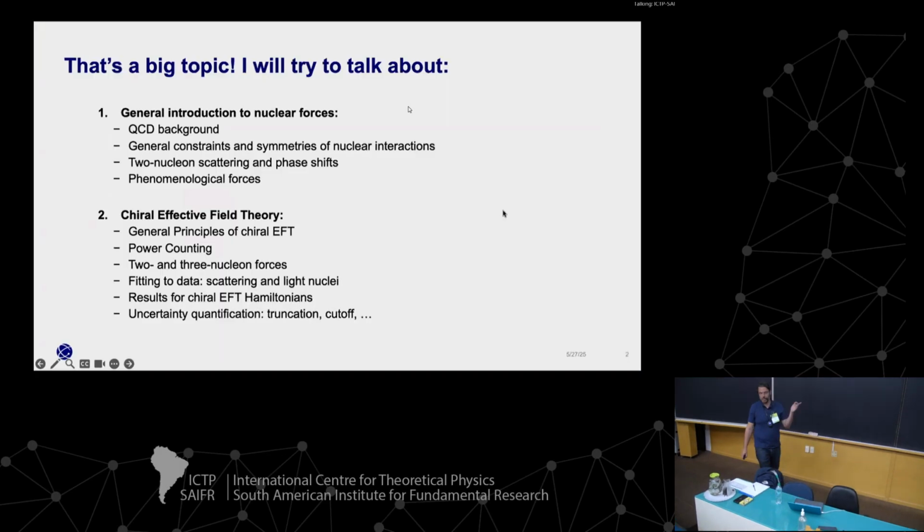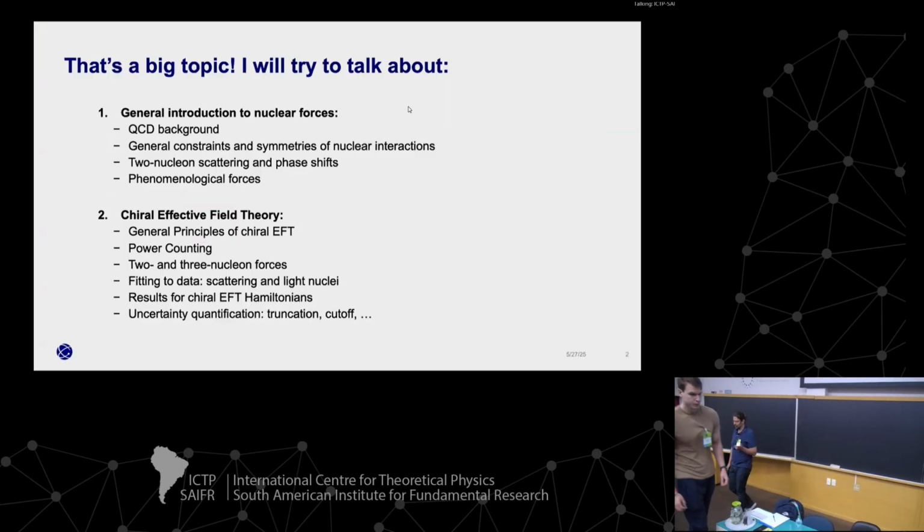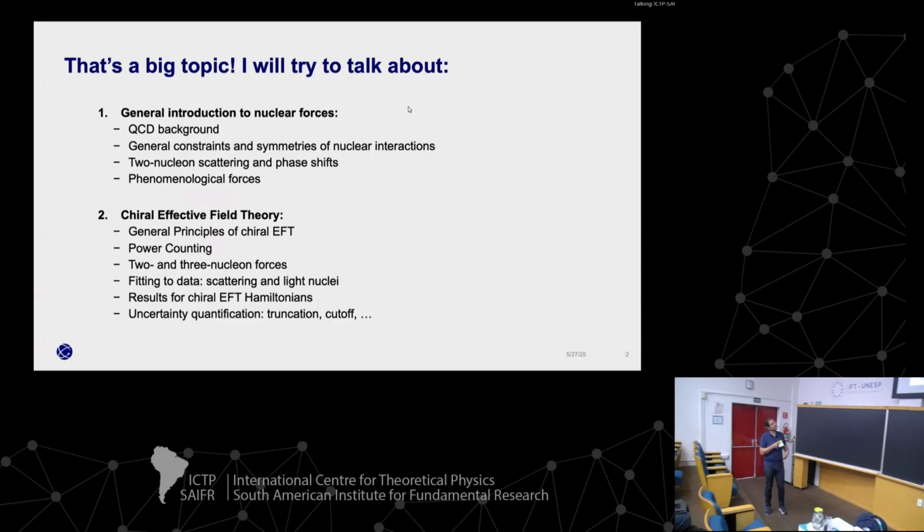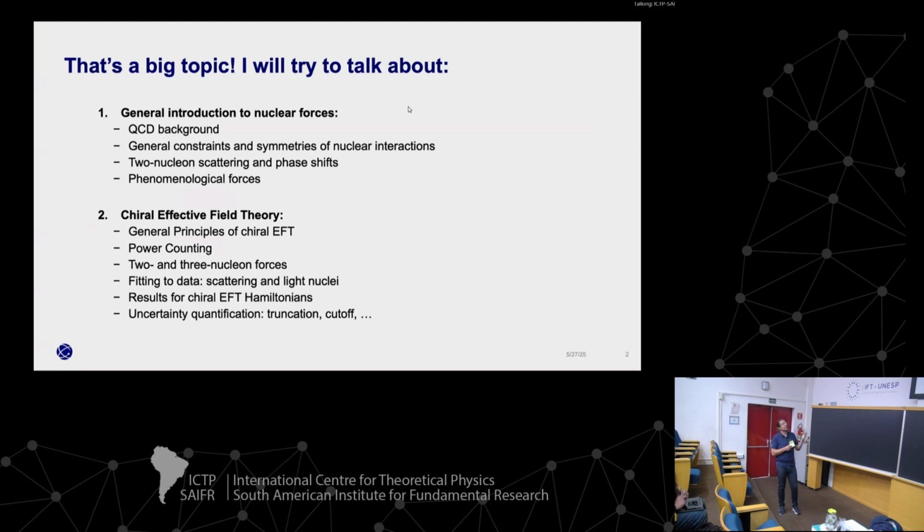So I will talk about many things if I get to it. There are several topics I want to cover. First, I want to give you a general introduction to nuclear forces coming from a very short QCD background, talking about general constraints on nuclear interaction, two-nucleon scattering and phase shifts, and then talk about the more historic approach, which is phenomenological nuclear forces, and you will hear about what that means.